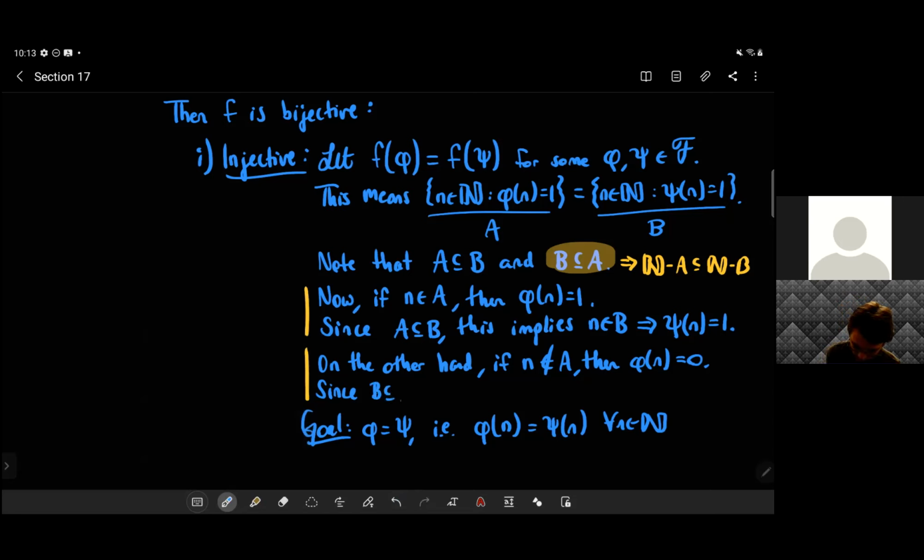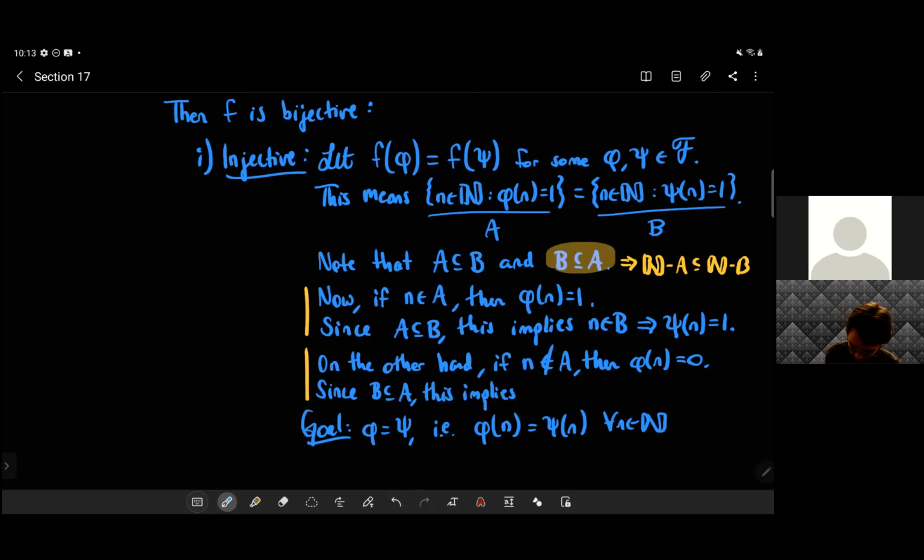So we'll say since B is a subset of A, this implies n is in the complement of B, so it's not in B, and that gives us psi of n equals 0. Again, really nice. Both of them equal 0, so they must be equal to each other. Right, so that is actually our goal complete. There are only two possible cases, and in both cases, these two things are equal.